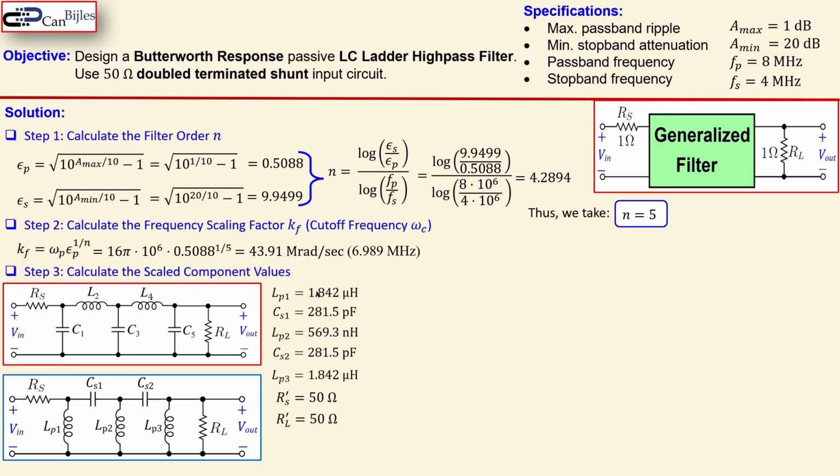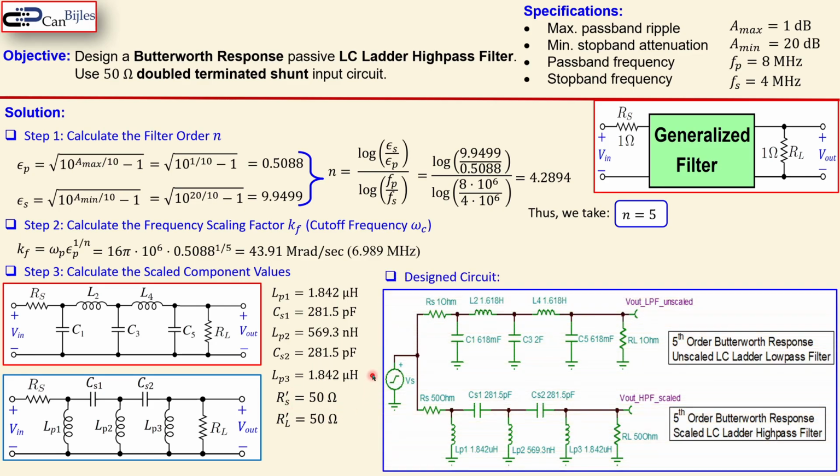Let's collect the values here. We just determined the 5 values for the capacitors and inductors and also the resistor values of 50 ohms. What is our design circuit? That's shown here. The first one is our prototype low pass filter, 5th order Butterworth response, and this is now the transformed variation of that, the high pass filter. It is scaled. This is normalized, which is also called unscaled, and this is our high pass filter, which is scaled from the transformation from the low pass to the high pass configuration.